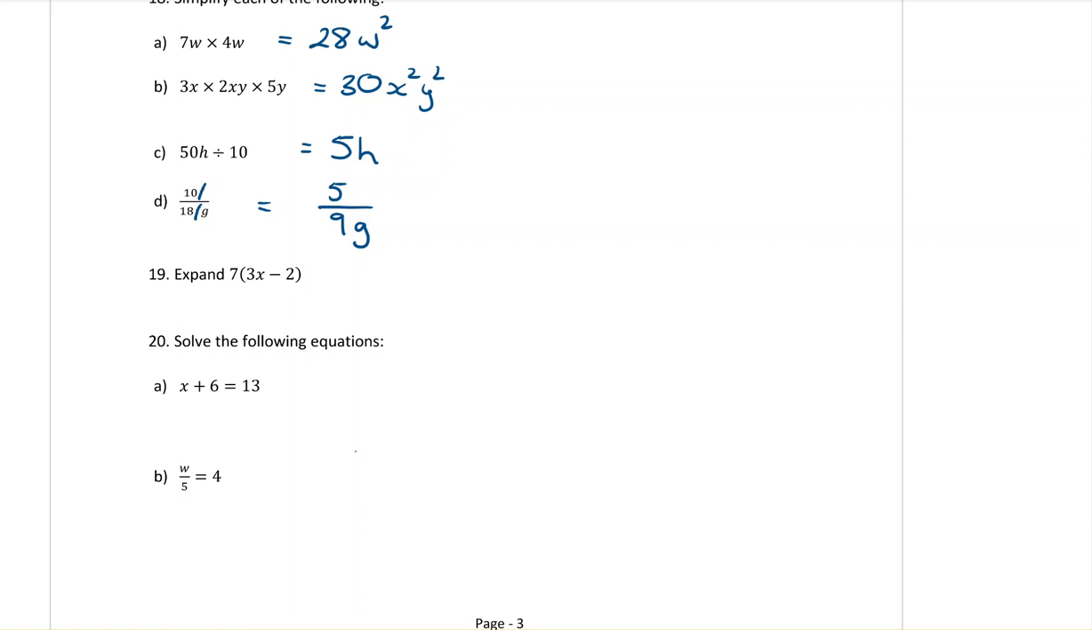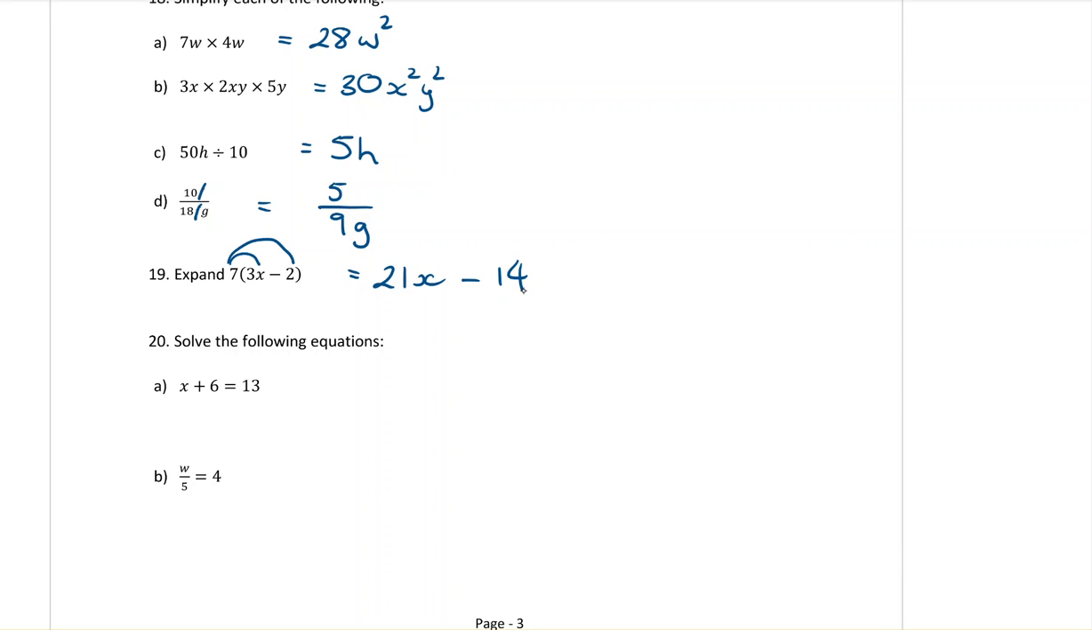Question 19, expanding brackets. You multiply whatever's out the front by each term. So 7 times 3x. 7 times 3 is 21, and the x will sit next to it. We have a minus sign in the bracket there, and now I multiply the second one. 7 times 2 is 14. That is it. That's all you can do. You can't subtract those things because one of them has an x and one of them doesn't. Okay, so that's it.